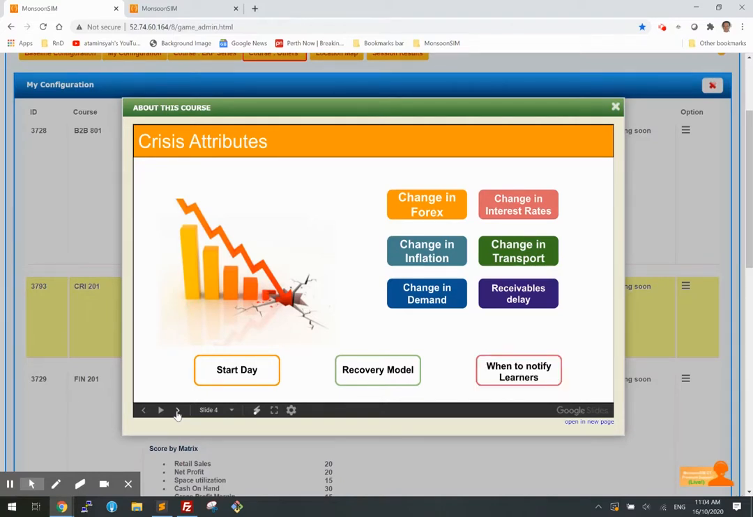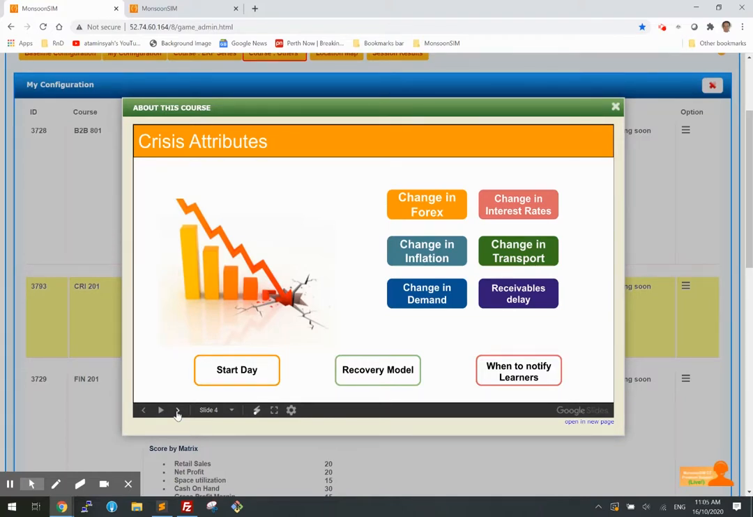Then there is when to notify learners. Now you can totally hide these changes from the learners and let them discover it when they operate their companies. Now you can also let them see it in advance so that they know, okay, on day 15 there will be a crisis. So for beginners, you may want to just show them so that they can be prepared.